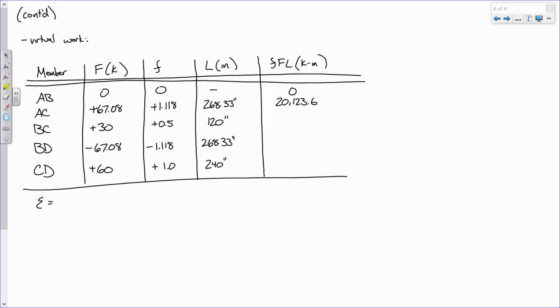20,120.3.5, like that? Okay. All right. So that's true for member BC, 1,800. Member CD is 14,400. And this one's 20,123.5. So when you sum those up, I do need some help there because my rounding's a little different than yours. I got 124.6, but I was tracking decimals and whatnot.